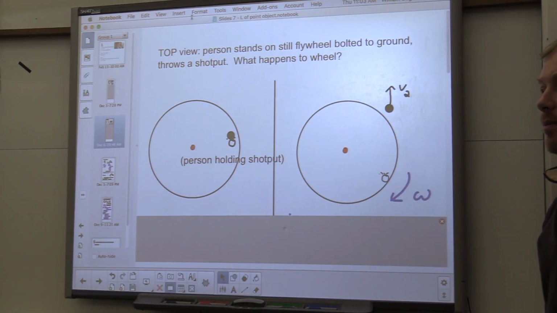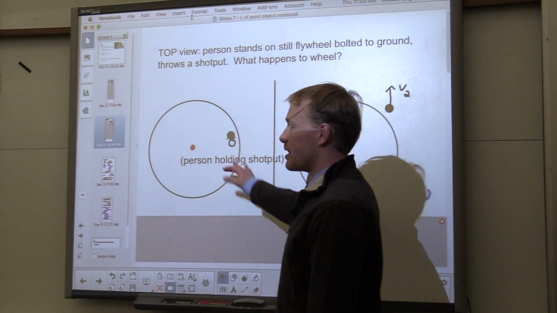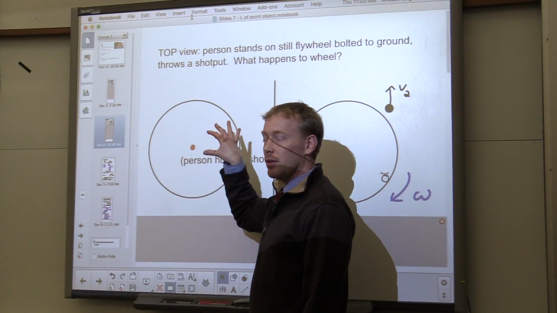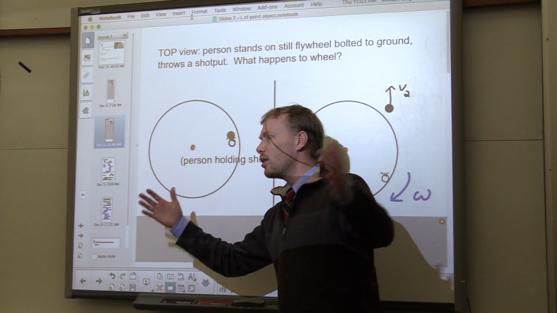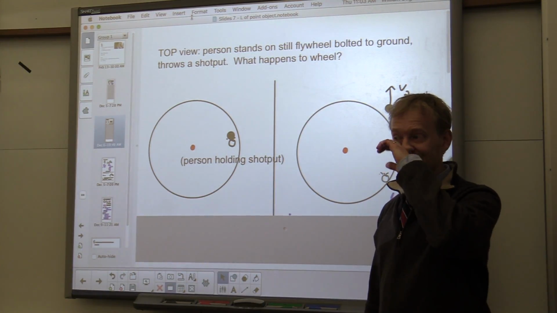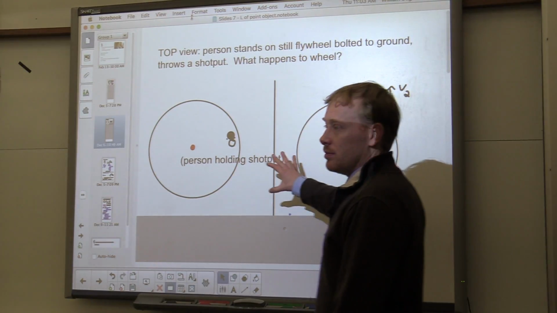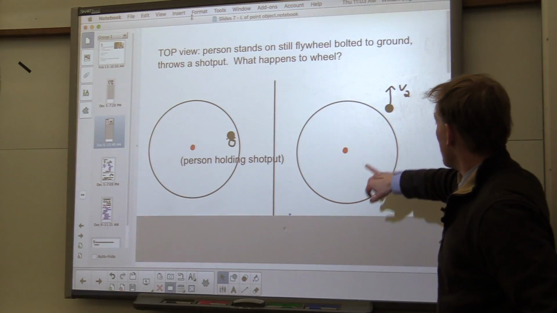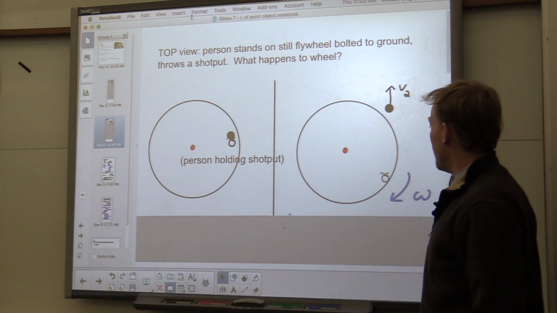Here's a problem that I'd like you to think about. A person stands on a flywheel, and this is a top view looking down on this person holding that shot put, and this flywheel or merry-go-round or disc or whatever you want is bolted to the ground. Okay? The person chucks the shot put, and so the shot put gains a velocity that way because the force acted on it.